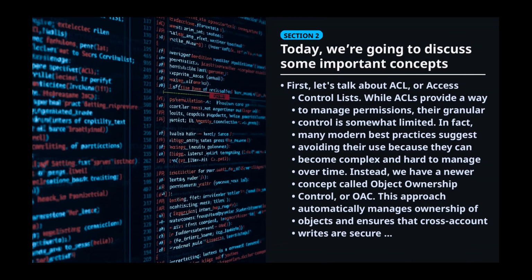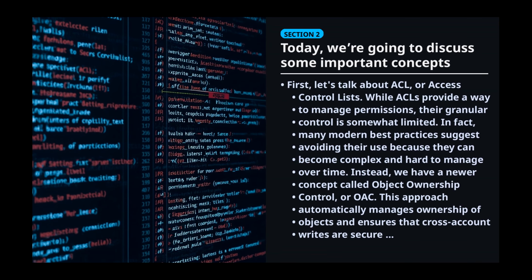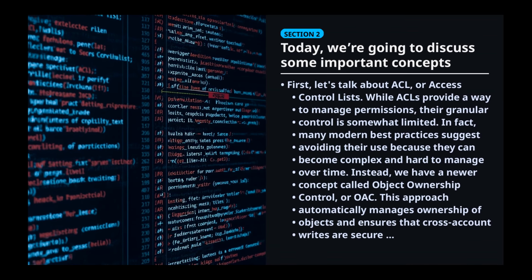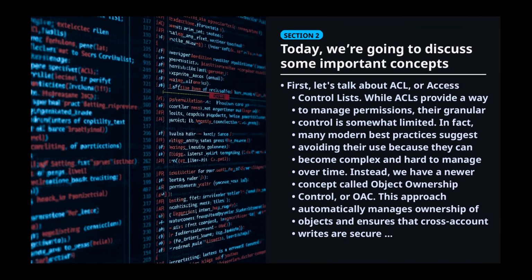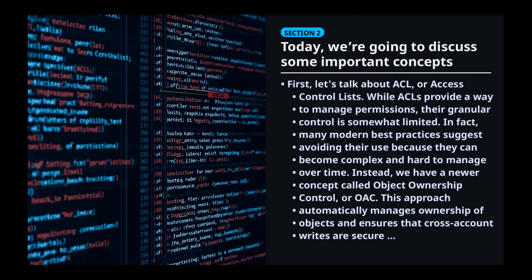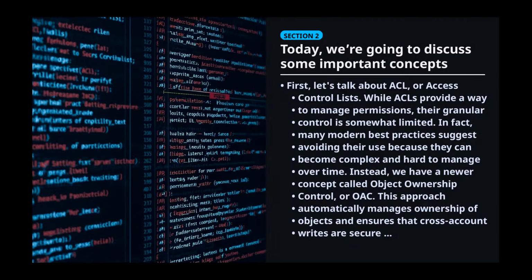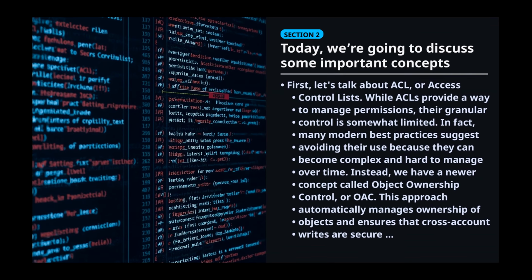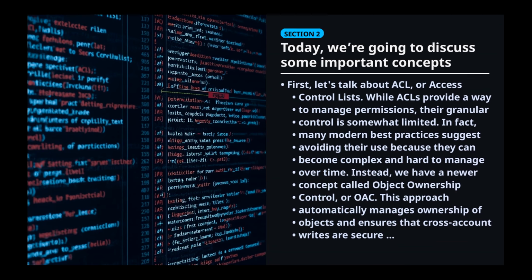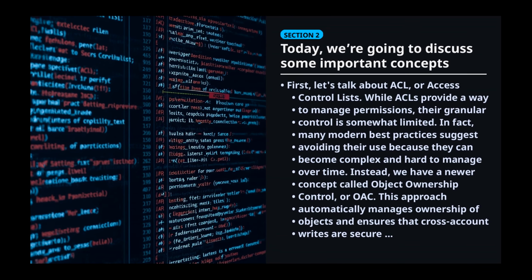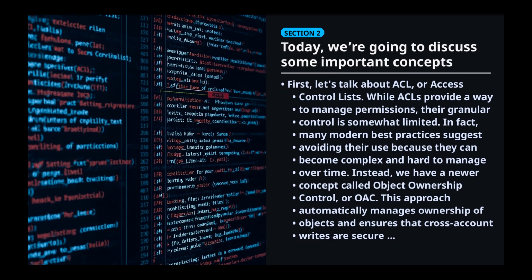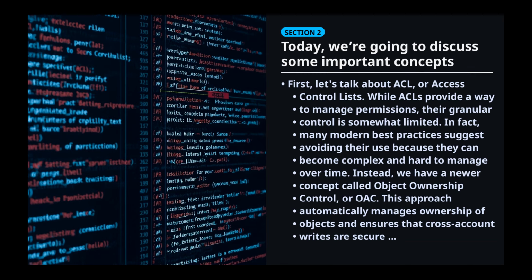First, let's talk about ACL, or access control lists. While ACLs provide a way to manage permissions, their granular control is somewhat limited. In fact, many modern best practices suggest avoiding their use because they can become complex and hard to manage over time. Instead, we have a newer concept called Object Ownership Control, or OAC. This approach automatically manages ownership of objects and ensures that cross-account rights are secure.